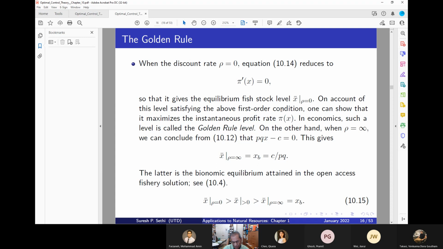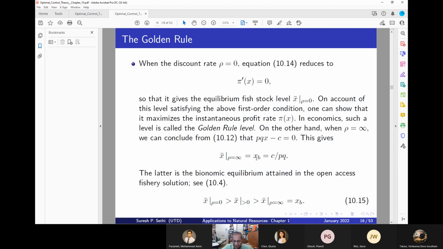I will only tell you a little bit, and then maybe we'll continue this later. So right now I'm saying x bar at rho equal to infinity is bionomic equilibrium. If rho equal to infinity, future doesn't matter. Everything is now. So then the optimal solution of a sole owner is the same as the optimal solution of open access fishery. It's almost like free for all.